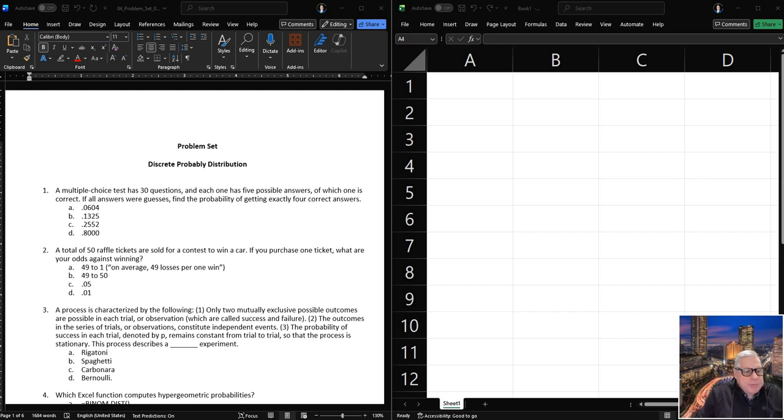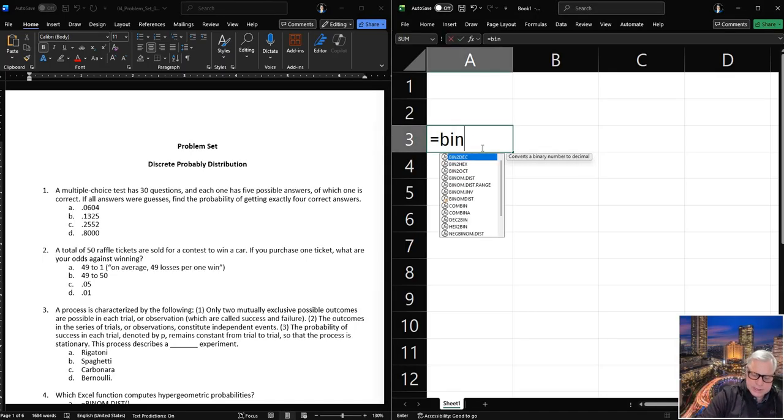Okay, let's do the problem set on discrete probability distributions, and you can see that I have the Excel sheet open, so we can double check the answers very quickly whenever we need the numerical solution. So let's begin. A multiple choice test has 30 questions. Each one has 5 possible answers, of which one is correct. If all answers were guesses, find the probability of getting exactly 4 correct answers. So that is the binomial distribution, obviously.